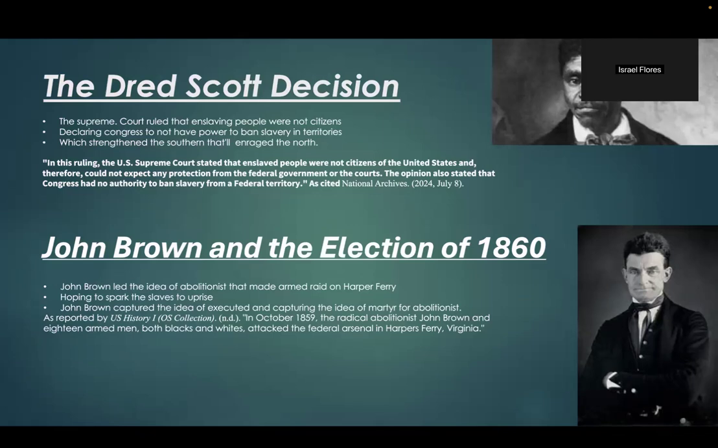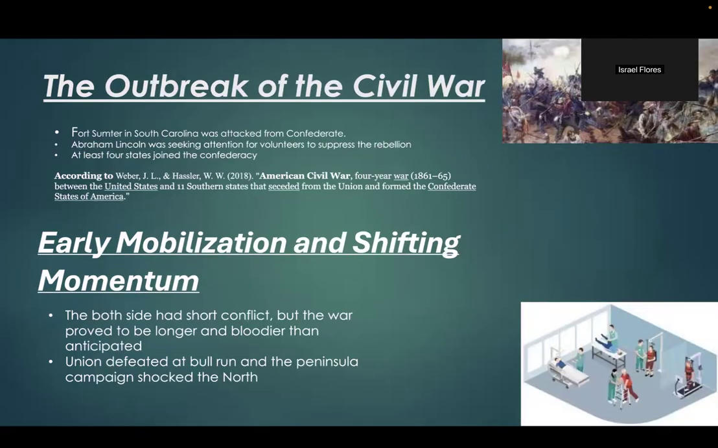In October of 1859, the radical abolitionist John Brown and 18 armed men, both black and white, attacked the federal armory in Harper's Ferry, Virginia. So the outbreak of the Civil War was about Fort Sumter in South Carolina being attacked by the Confederates. And you guys can read the last two bullet points, but I would like to connect you with the site that I found.